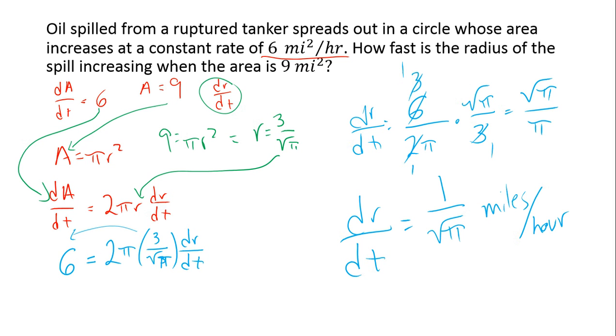So that means that this oil spill's radius is increasing, when we're at 9 square miles, at a rate of 1 over root pi miles per hour. Pretty simple. So that's a way to see how fast this oil spill is going to be increasing over a certain amount of time in an area that's given. All right.